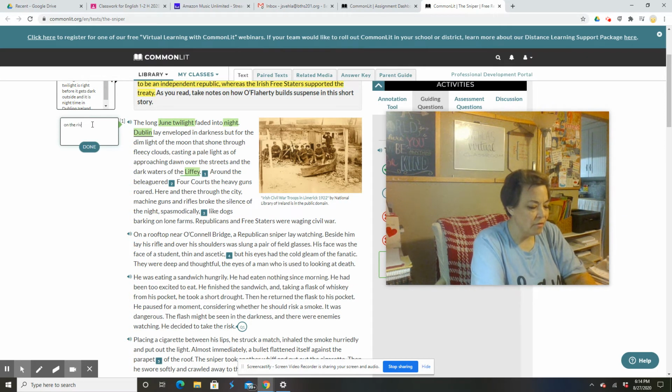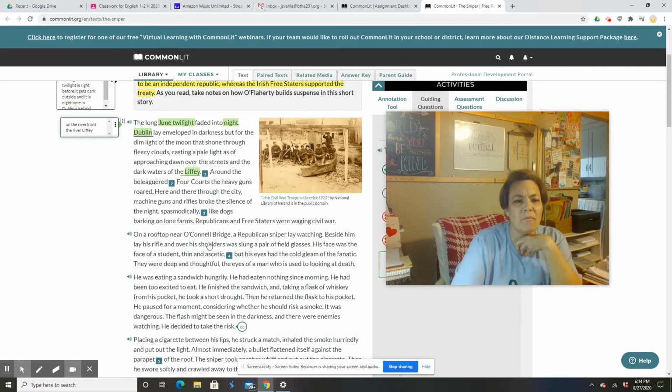On the riverfront, the river Liffey. And around the beleaguered four cohorts, the heavy guns roared. Here and there through this, okay, so the heavy guns roared.